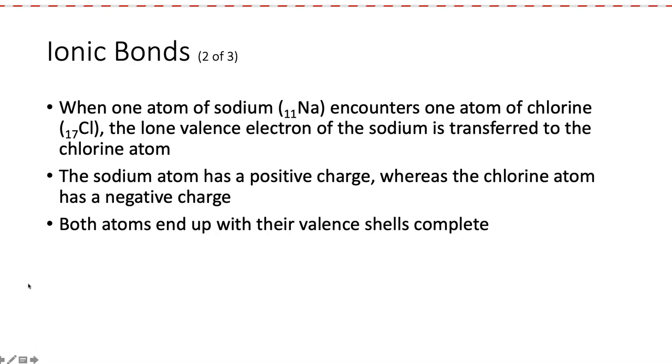A good example is one that we looked at before, sodium chloride. When an atom of sodium encounters an atom of chlorine, the valence electron in the sodium is basically given to or stolen by the chlorine atom. So the sodium atom has a positive charge and the chlorine atom has a negative charge, and they both end up with complete shells.